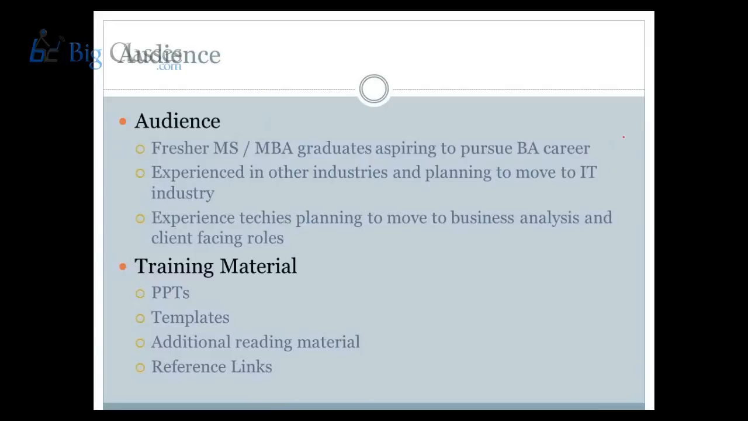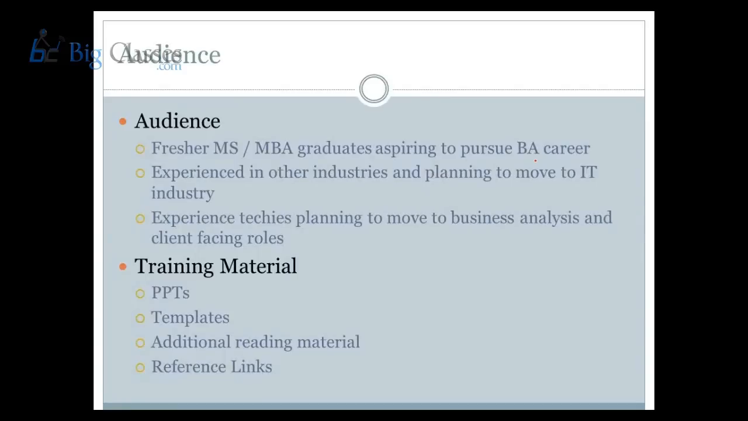Like I mentioned, the audience is specifically people who don't have a background in business analysis. So it could be freshers, people experienced in other industries, or even techies who want to move into a business analyst role. By now it would have been obvious to you that there's nothing technical required. All you need is some new skills which you need to acquire for understanding requirements and planning for requirements. Do I need some technical skills? It's not required.